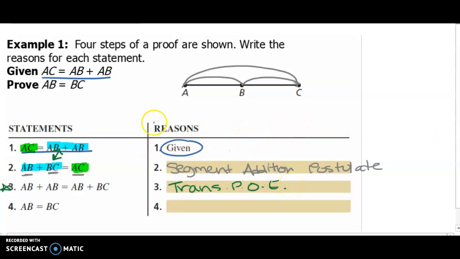Now to get from step 3 to step 4, all they did, guys, is they subtracted AB from both sides of the equation and then simplified. So this would be the subtraction property of equality.